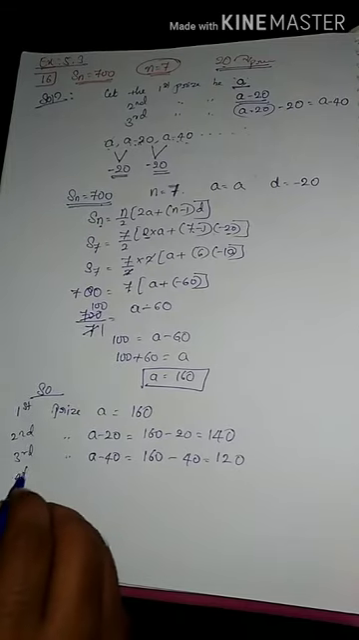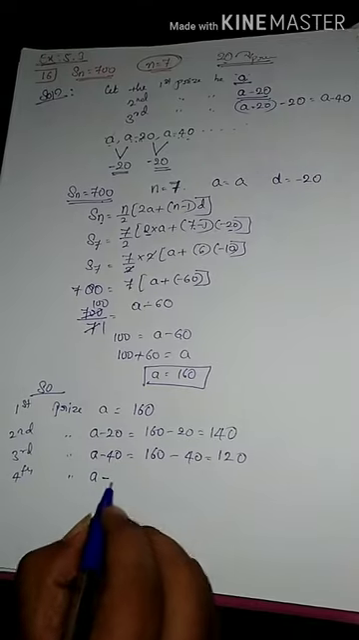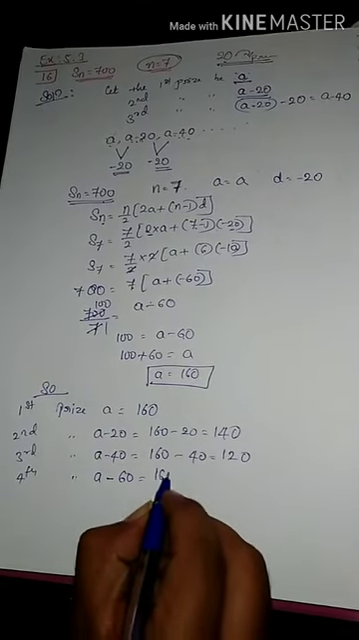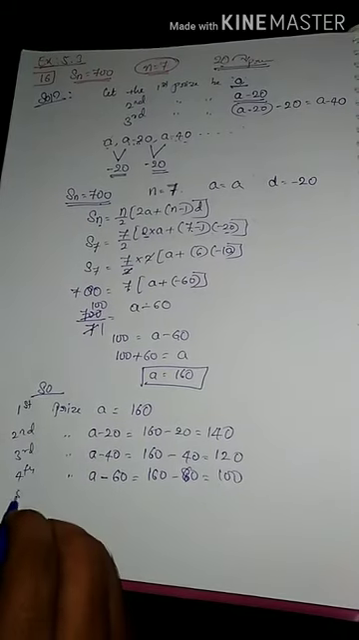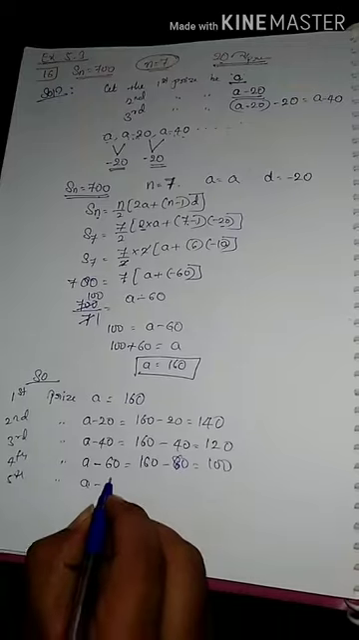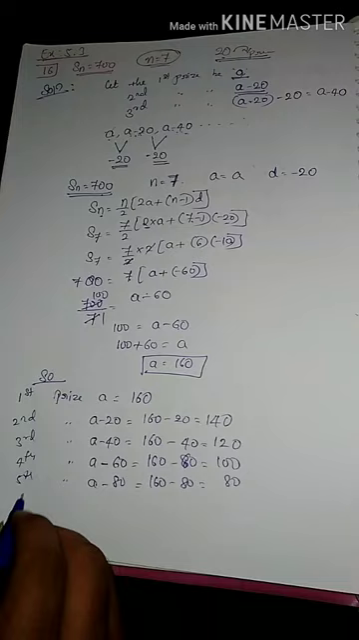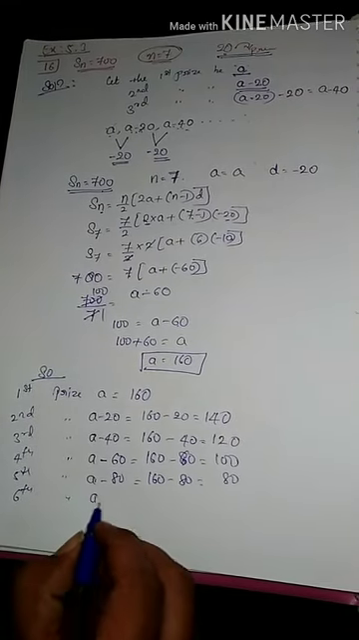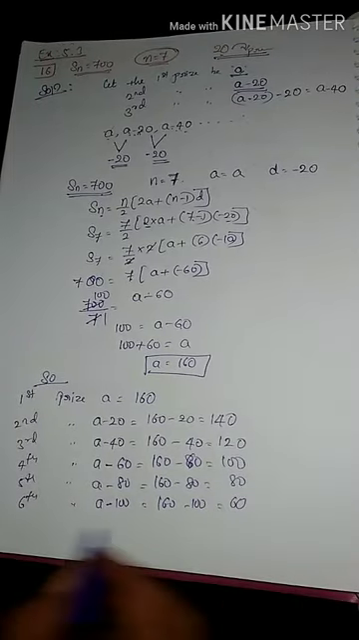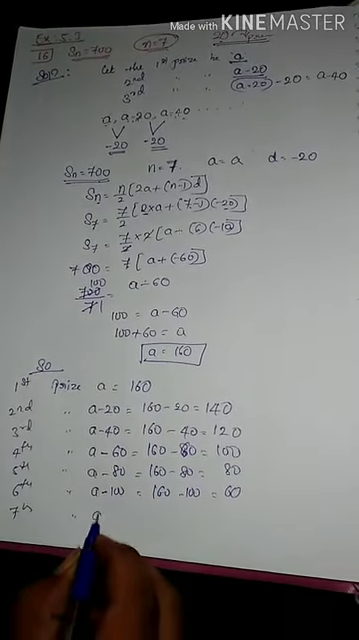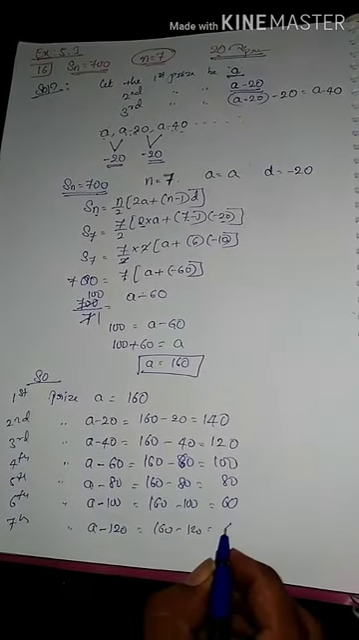120. And the fourth prize A minus 60, 160 minus 60 is equal to 100. And the fifth prize A minus 80 is equal to 160 minus 80 is equal to 80. And the sixth prize A minus 100, so 160 minus 100 is equal to 60. And last seventh prize A minus 120 is equal to 160 minus 120 is equal to 40.